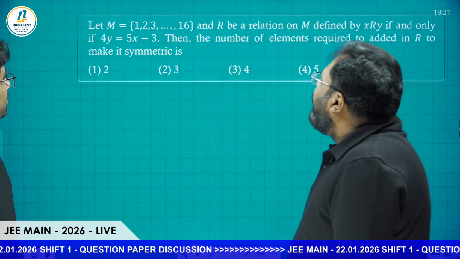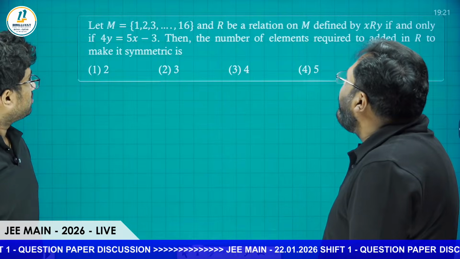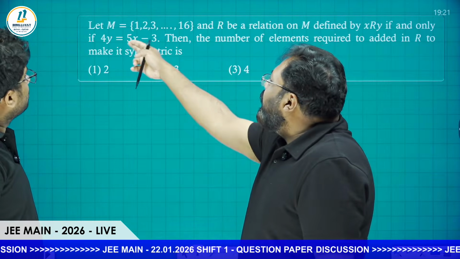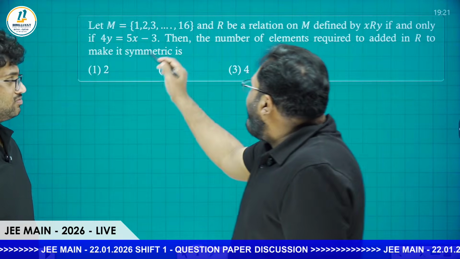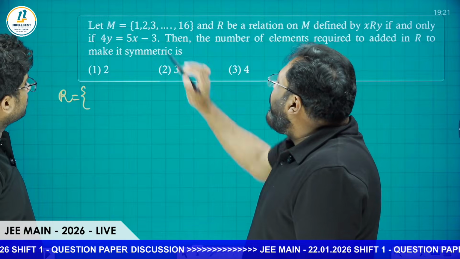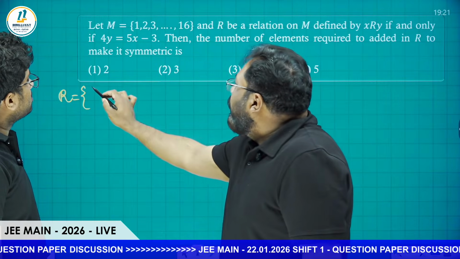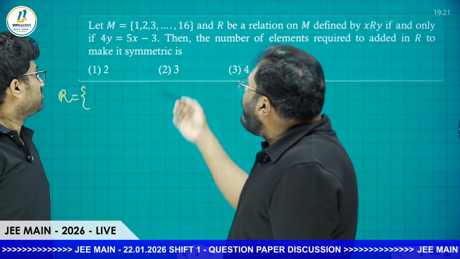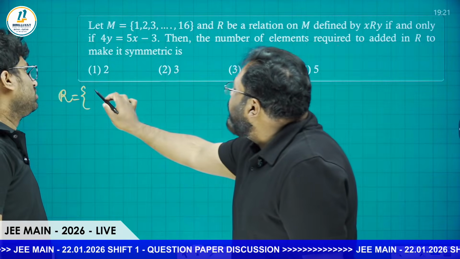Okay, fine. Now we have a set here: 1, 2, 3, up to 16, and they are giving a relation here: 4y equals 5x minus 3. If you take the relation, what are our pairs? What happens when we put x equal to 1? You get 5 minus 3, 2 by 4, which is 1 by 2. That is not in the set. Now x equal to 2. Like that we have to find the pairs here.